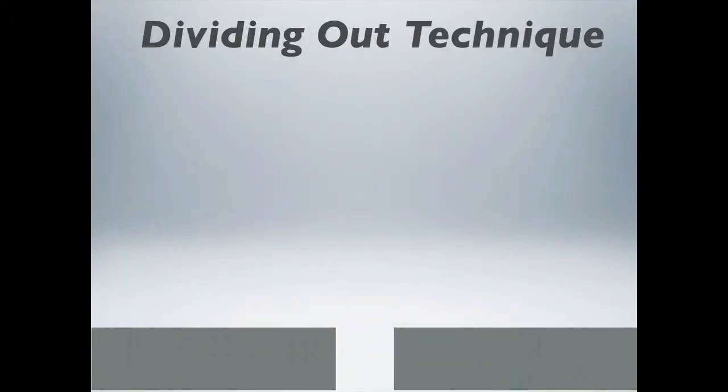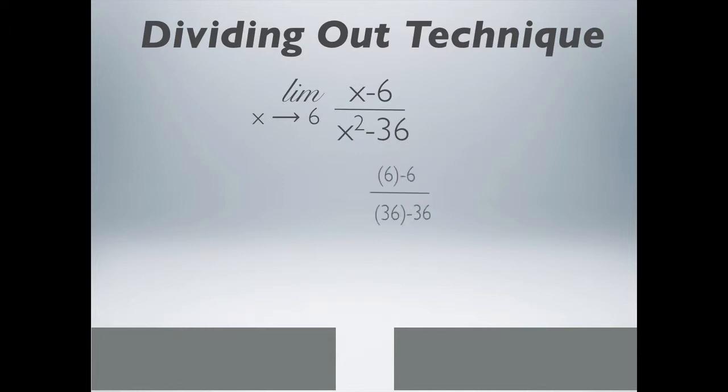Now, there are several ways on how to evaluate limits. One of them is the dividing out technique. Let's say I have this example, x minus 6 all over x squared minus 36. If I plug in the value of 6 to x, I know that my limit will not exist because the denominator will turn into a 0. Now let's substitute. Since our answer is 0 over 0, we know that this is undefined.